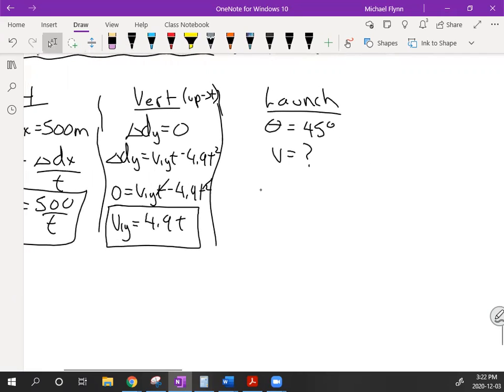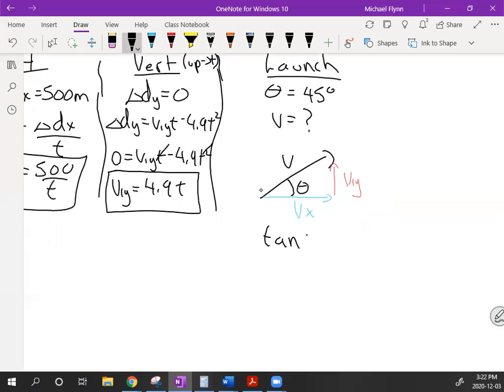Well, when I launched my object, the launch velocity is v. This is Vx. This one is v1y. And then this angle here is theta. Okay? So now the deal is I'm going to use SOHCAHTOA. So I'm going to use tan of theta equals v1y over vx, like that, because they do tell me theta.